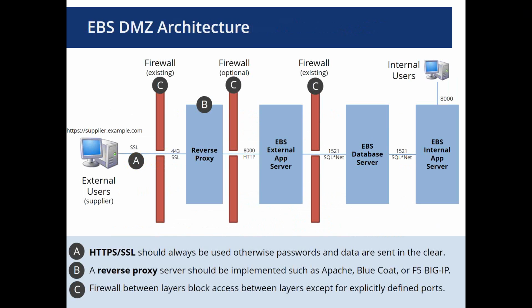And this is the classic architecture. You should be running a reverse proxy. We strongly recommend something like a Blue Coat or an F5, something robust. Again, the reverse proxy should be what your organization is running. Hopefully in your DMZ, your organization is running something like an F5 Big IP device that's protecting all your web applications, not just Oracle Business Suite, and having multiple layers of firewalls to protect each of these layers.